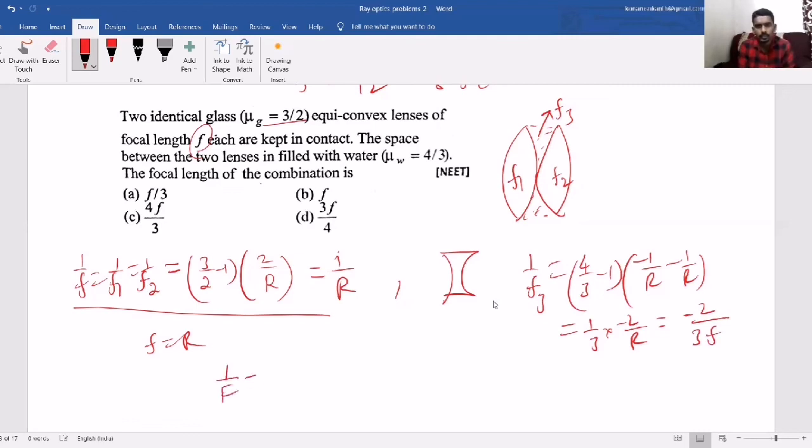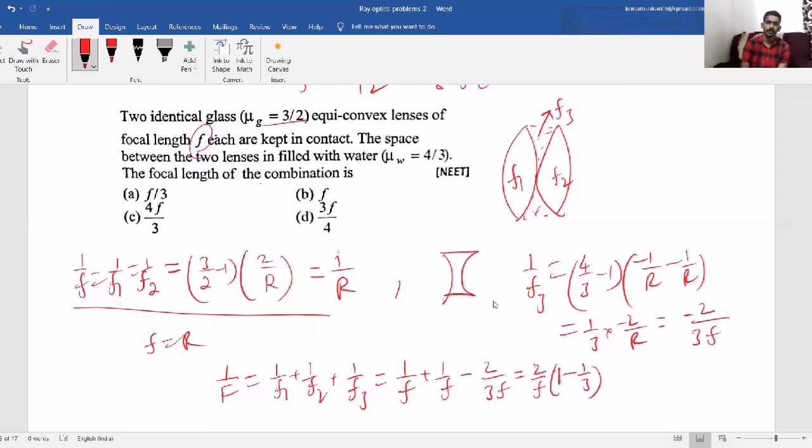So the resultant or effective focal length is 1 by f1 plus 1 by f2 plus 1 by f3, where 1 by f1 is 1 by f, 1 by f2 is also 1 by f, but 1 by f3 is minus 2 by 3f. So 1 by f plus 1 by f is 2 by f. If I take 2 by f common, 1 minus 1 by 3, here this is 2 by f. So 2 by f times this will become 4 by 3f. So the resultant or effective focal length will become 3f by 4.